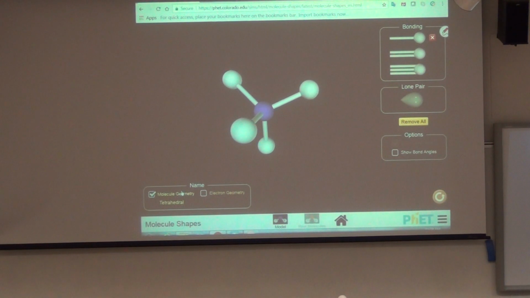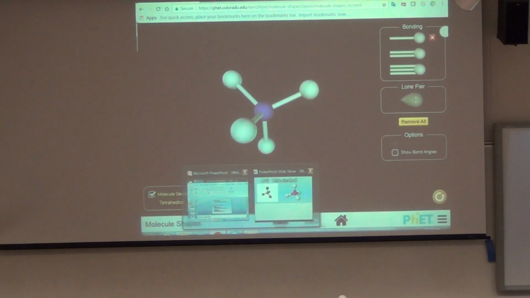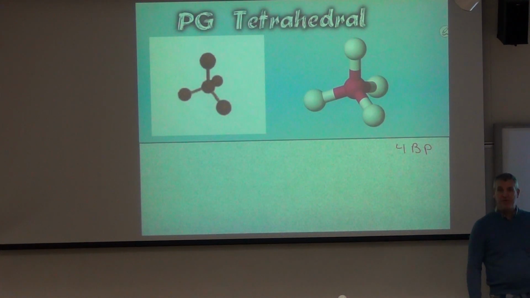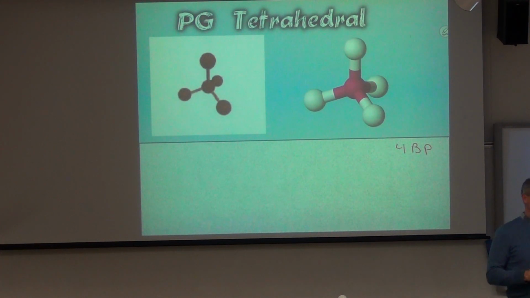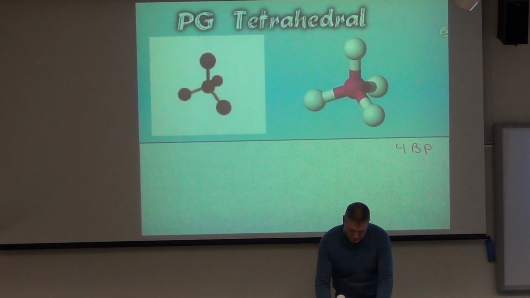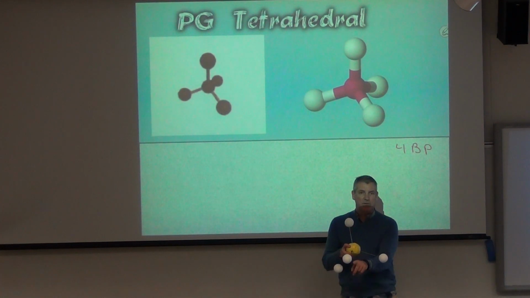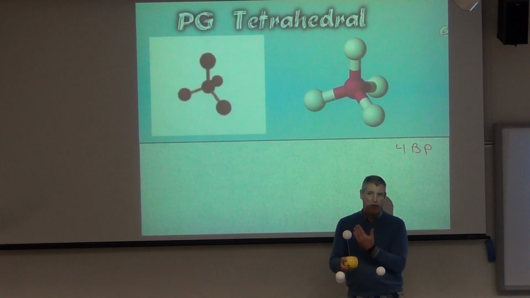So, the first one is our tetrahedral. That's when we've got 4 bonding pairs. This is the first one that we're going to have to draw that's going to be 3-dimensional, because as you can see here, one of these 3 tripod legs is coming towards you, one of them is going away from you. Before, everything was in the same plane, so we could just draw it on a flat sheet of paper.